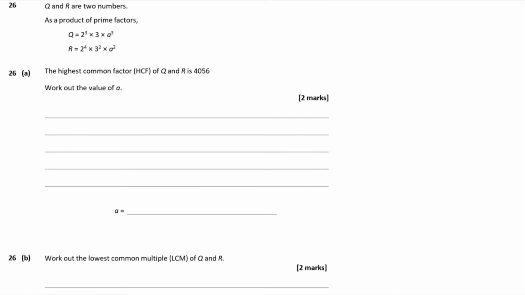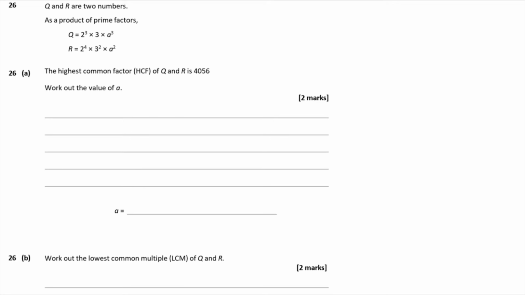Question 26. Q and R are two numbers. As a product of prime factors, Q equals 2 cubed times 3 times A cubed, and R equals 2 to the power 4 times 3 squared times A squared. The highest common factor, HCF, of Q and R is 4056. Work out the value of A.